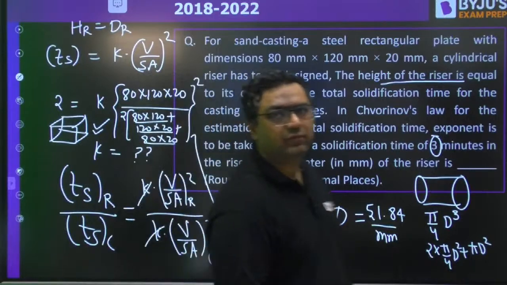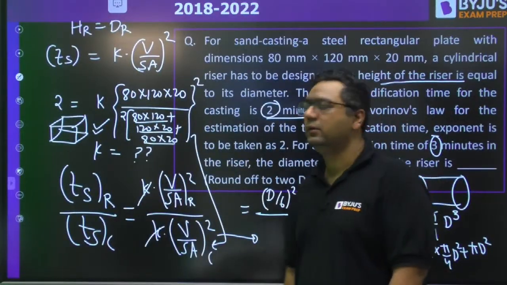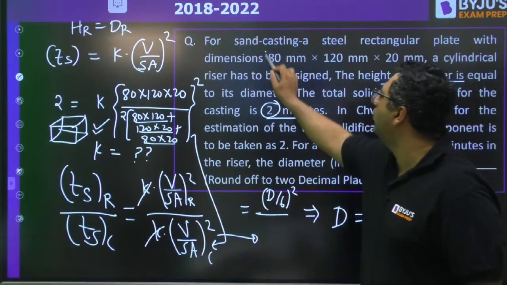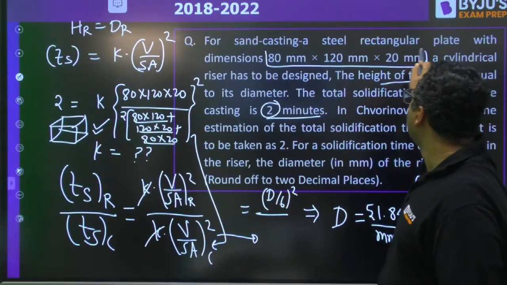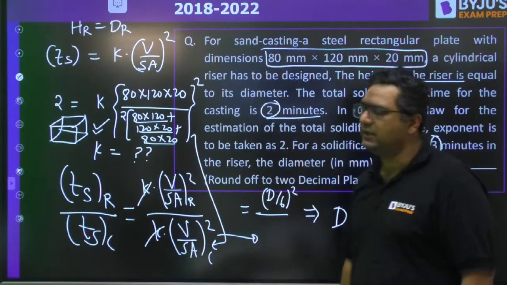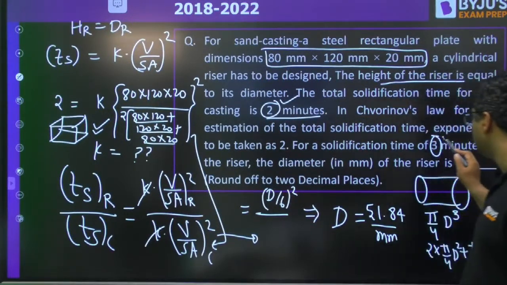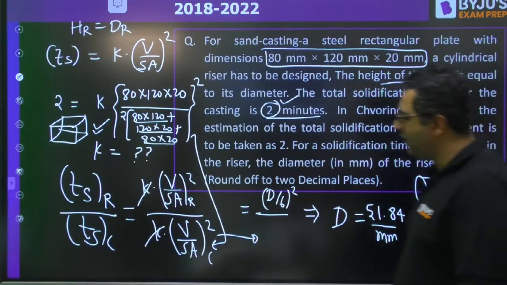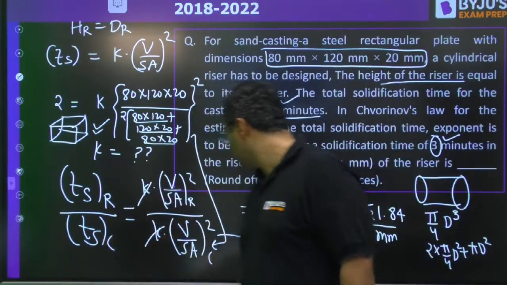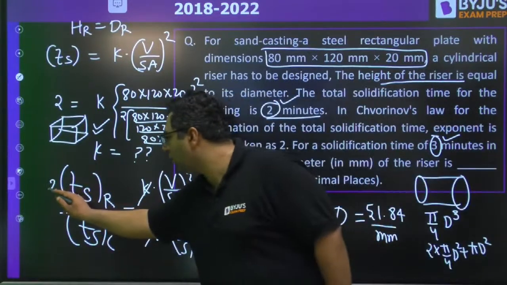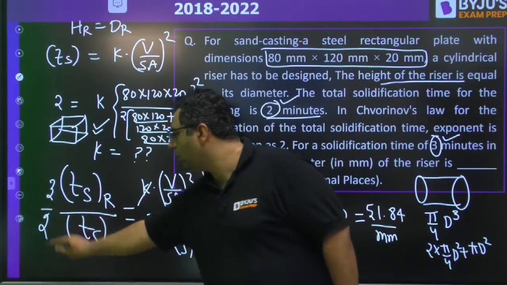I feel you have done some mistake. Okay, so what we are doing, this is the volume of the casting. The riser solidifies after the casting. Solidification time of casting is 2 minutes, riser is 3 minutes. So we are going to have this as 3 by 2. This is 3 by 2.